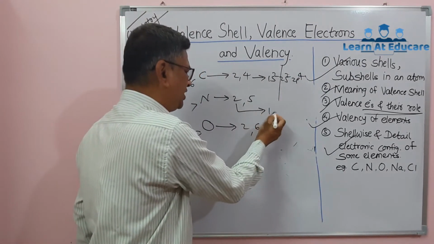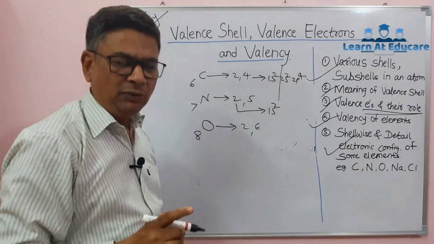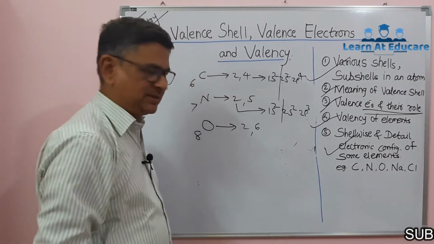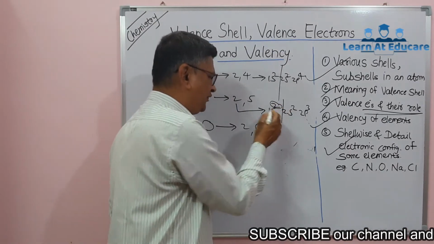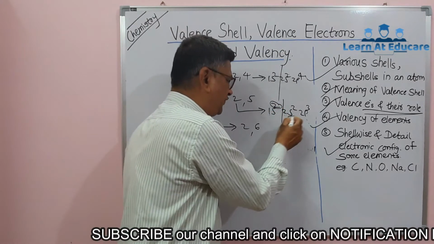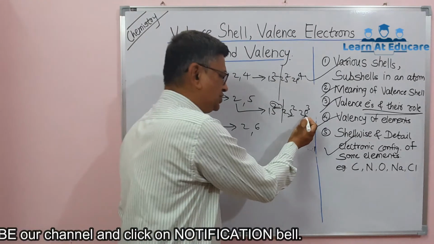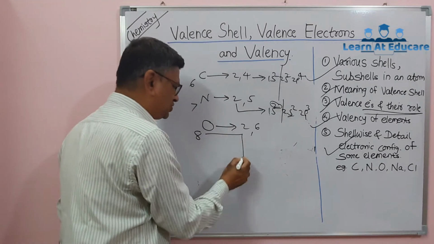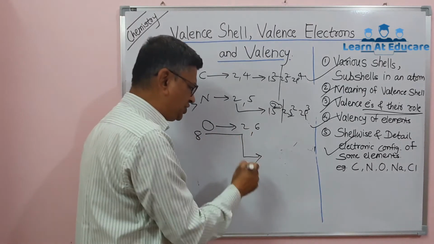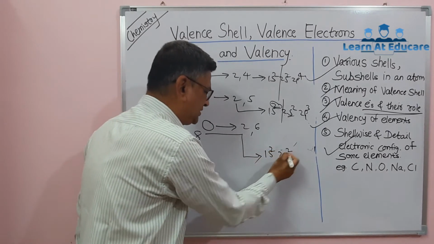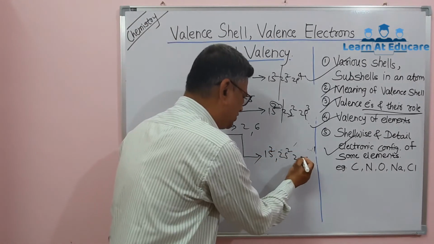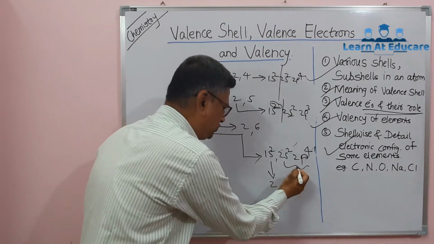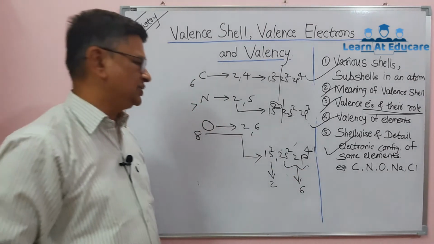Nitrogen's configuration shell-wise was 2, 5, and the detailed configuration is 1s2, 2s2, 2p3. That means 2 electrons in the first shell s orbital, 2 electrons in the second shell s orbital, and the last 3 electrons in the second shell p orbital. Now, a very important element, oxygen. Its electronic configuration is already 2, 6 shell-wise, and the detailed configuration is 1s2, 2s2, 2p4. So there are 2 electrons in the first shell, and a total of 2 plus 4, that is 6 electrons, in the outermost shell.